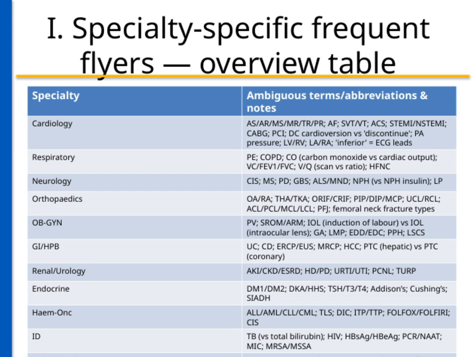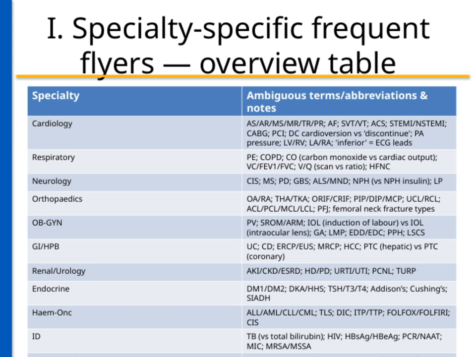Endocrinology includes DM1 and DM2 for type 1 and type 2 diabetes. DKA and HHS are diabetic ketoacidosis and hyperosmolar hyperglycemic state. TSH, T3, and T4 are thyroid function tests. Addison's disease and Cushing's syndrome are adrenal disorders, while SIADH is syndrome of inappropriate antidiuretic hormone secretion.